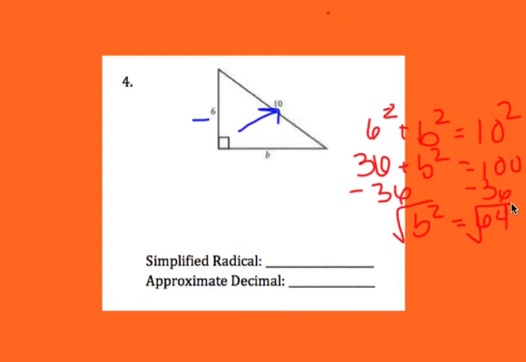So now I need to take the square root of both sides. Well, the square root of 64 is 8. So the square root of 64 fully simplifies down into 8. Since it has a perfect square, both our simplified radical and our approximate decimal have the same number.